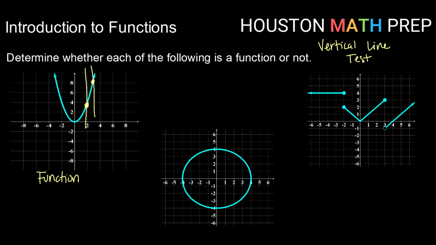Taking a look at my circle here that I have, let me just draw any random vertical line and notice that vertical line is touching my graph 1, 2 places. So that means that this graph has x values with more than one y value. Or we can say that this graph fails the vertical line test. So this is not a function.